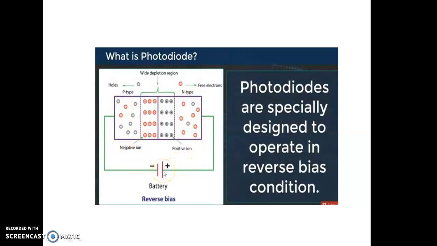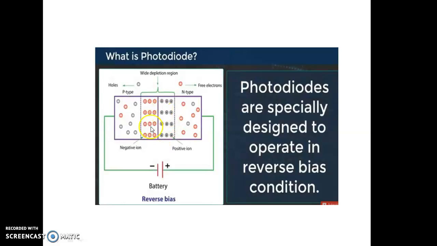So this is reverse bias. Under reverse bias, what happens? The minority carriers are repelled in N-type. Similarly, these holes are repelled and P-type electrons are repelled. As a result, when light is falling, the charge carriers are increased.